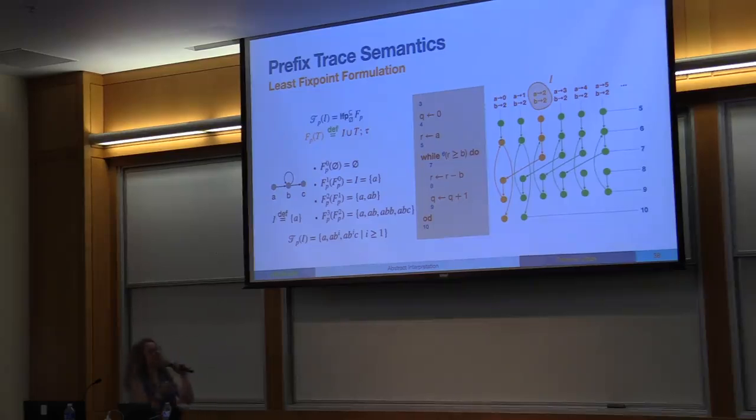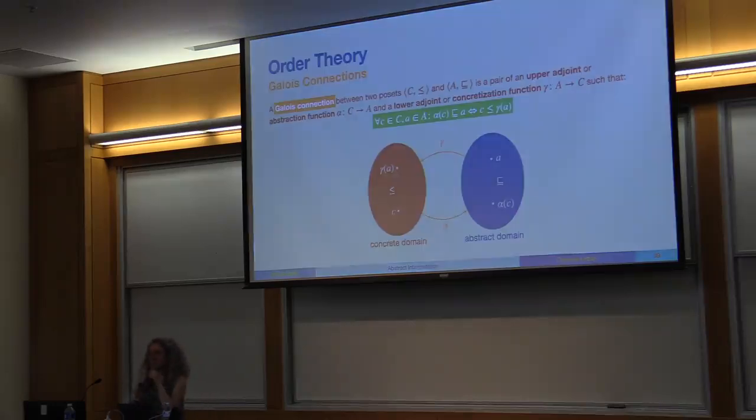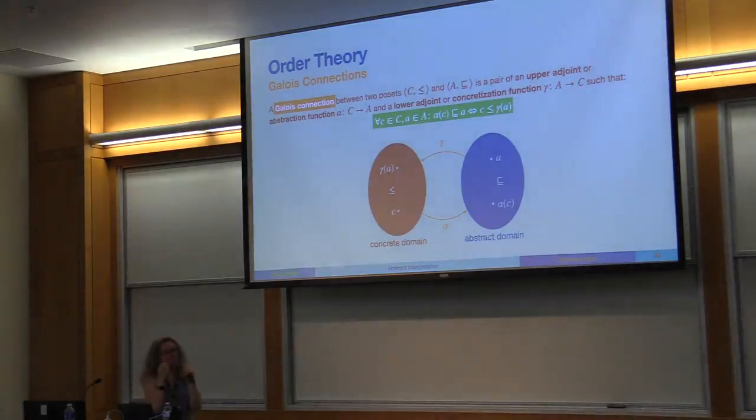Okay, so how is this prefix trace semantics related to the ones that we have seen before? They're related to this abstraction here. So we get to one of the important concepts in abstract interpretation. It's not the most important one, actually, but we have these Galois connections. So we have two partially ordered sets. We have an abstraction function that's called an upper adjoint, and a concretization function, the lower adjoint. And the relationship that they have is this one here.